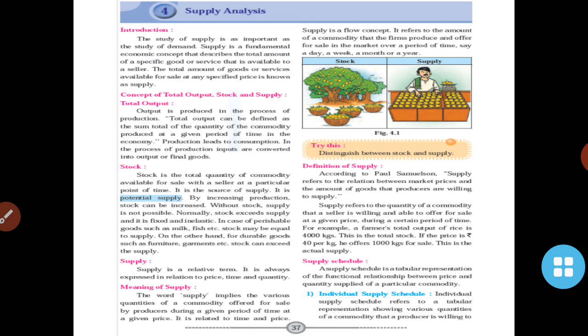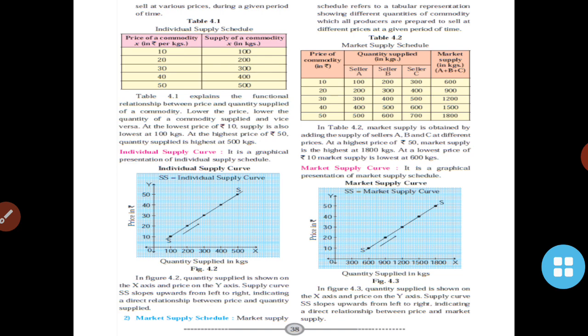Supply schedule is a tabular representation of a functional relationship between price and quantity supplied of a particular commodity. Here, first is given the individual supply schedule. Now what is an individual supply schedule? An individual supply schedule refers to a tabular representation showing various quantities of a commodity that a producer is willing to sell at various prices during a given period of time.